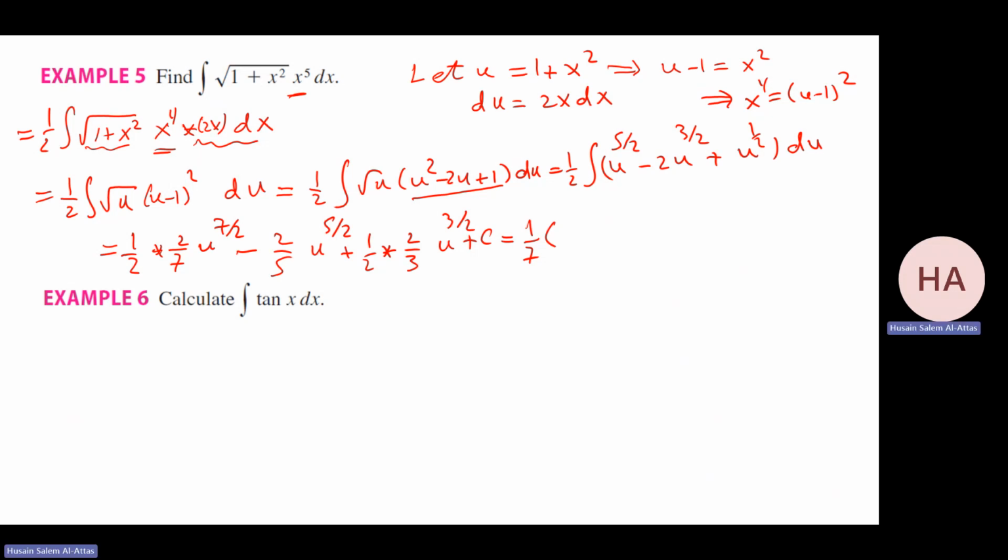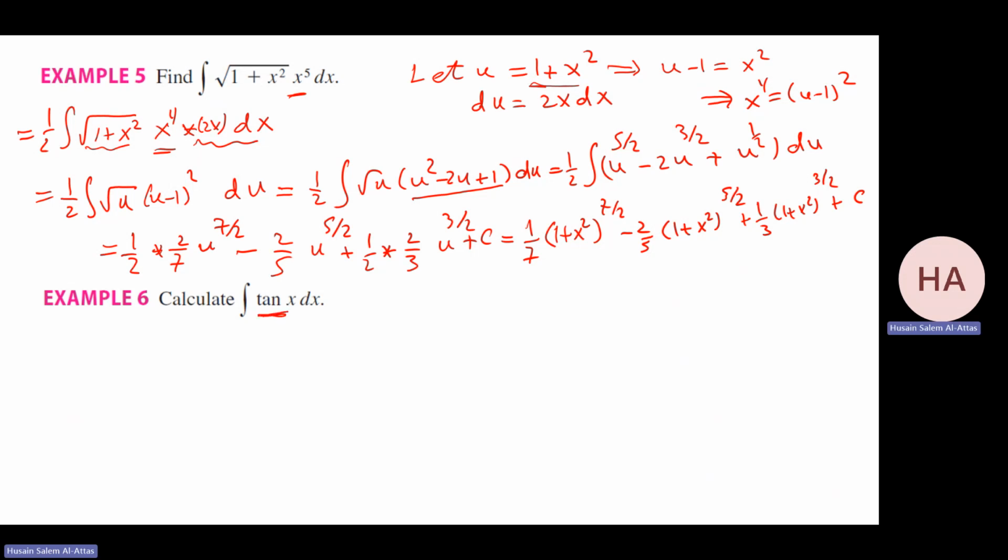u, which is, we say u is what? This is u. I return everything into x. 1 plus x squared to the power 7 over 2 minus 2 over 5, 1 plus x squared to the power 5 over 2. Yeah, 2 over 5. This one plus 1 over 3, 1 plus x squared to the power 3 over 2 plus c. Yeah, I think this is the answer.